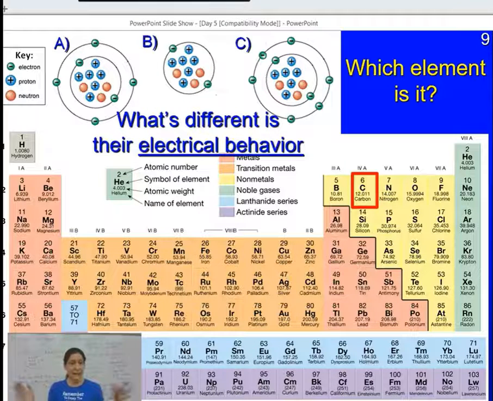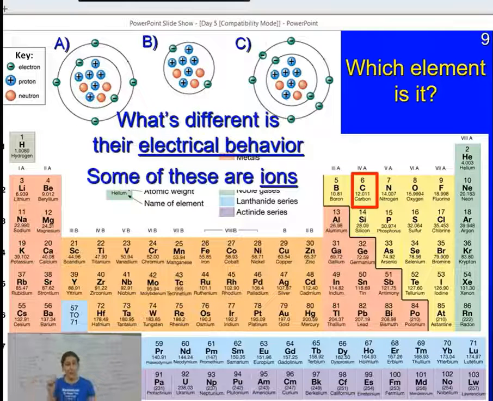So these are different atoms. They have different electrical charges. This is important because it's the electrical charges that determine whether an atom wants to bond. We'll get there. Okay, let's just talk about what I added there on the screen. So some of these are ions. So if we look at A, B, and C, again, A has an equal amount of protons and electrons. B has an overall positive charge. C has an overall negative charge. Some of those are ions, and some of them aren't. So let's talk about what an ion is, and then you can tell me which is an ion and which is not an ion.